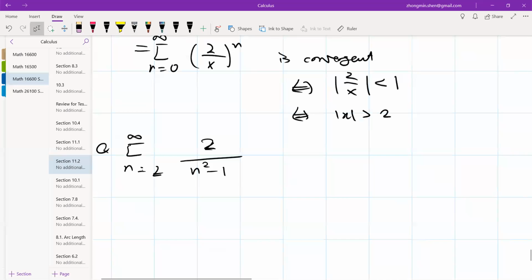Can you see that? The nth term converging to 0. But still, I said that cannot guarantee its convergence. If you want to prove its convergence, you have to prove it directly, right? I cannot prove it's divergent because... how do you prove it's divergent, right?